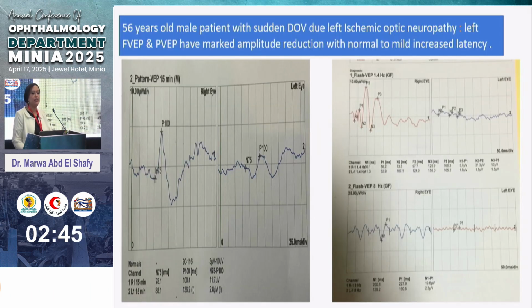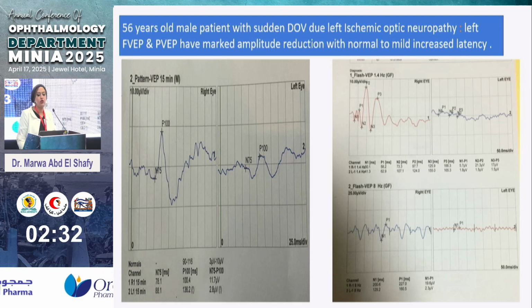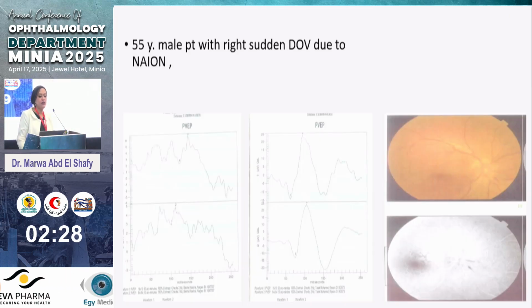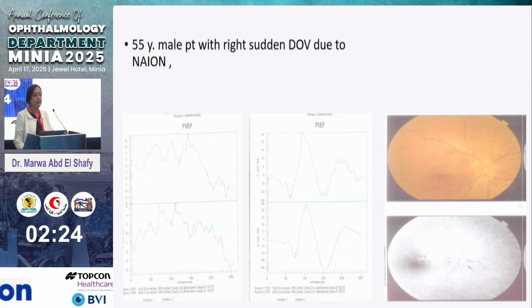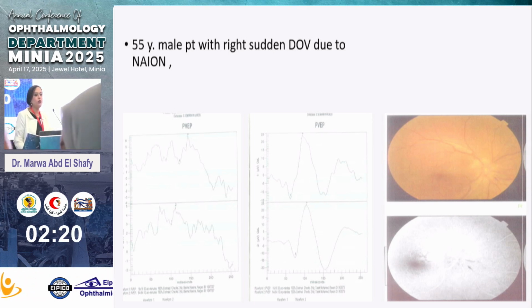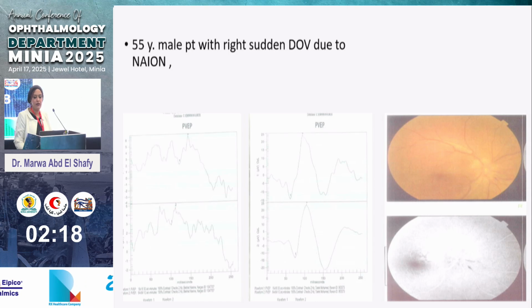This is a 56-year-old male patient with sudden diminution of vision in the left eye due to left ischemic optic neuropathy. The left flash and pattern VEP have marked amplitude reduction with normal to mildly increased latency. Also, this is another case of a 55-year-old male patient with right sudden diminution of vision due to anterior ischemic optic neuropathy. The right pattern VEP is markedly reduced in amplitude in comparison to the left eye.